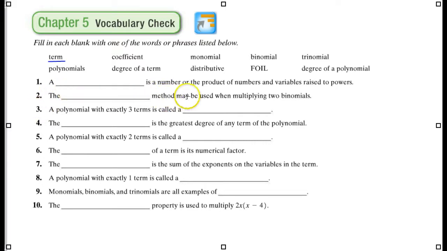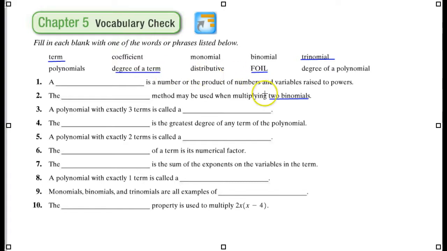The what method may be used when multiplying two binomials? Okay. This is a special method of multiplication that we call the FOIL, where we do the first, the outers, the inners, and the last. A polynomial with exactly 3 terms is called a trinomial. The what is the greatest degree of any term of the polynomial? That is the degree of a term.